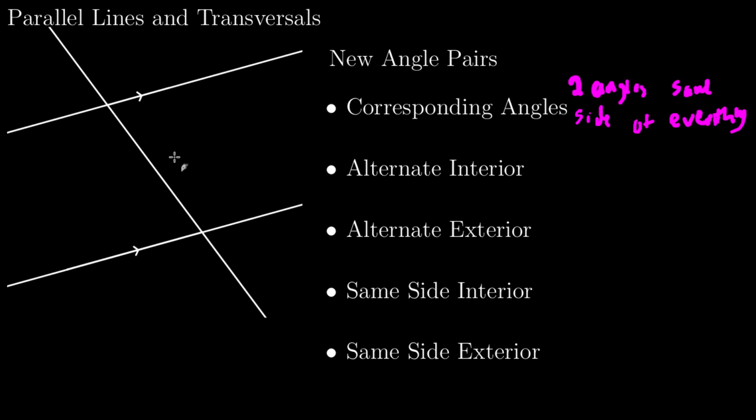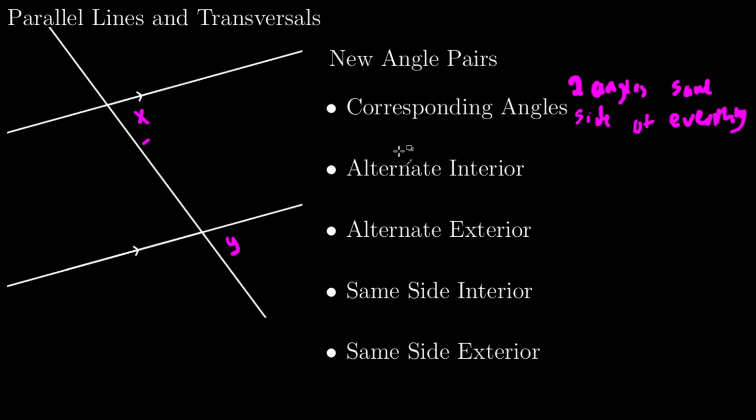to the right of the transversal. And we'll say, let's say below both the parallel lines. So I could have x, I could have y. And so I can see that both of these are on the right side of the transversal. Both of these are below the parallel lines, so they are corresponding.